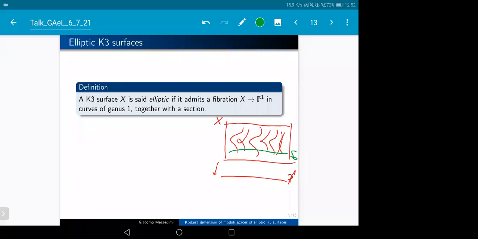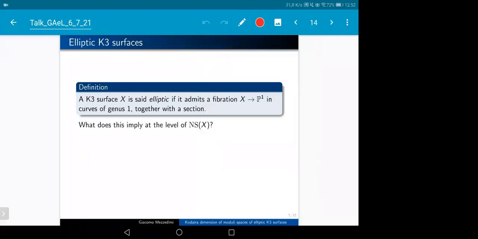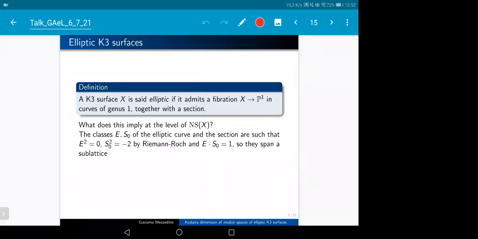What does this imply at the level of the Néron-Severi group? We now have two curve classes, the class of the fiber and the class of the zero section. We can compute their self-intersection by using Riemann-Roch. Any smooth curve of genus 1 has self-intersection 0, and any smooth rational curve has self-intersection -2. Since these two curves meet at one point, the intersection pairing is this 2 by 2 matrix, which we can see in a straightforward way is isomorphic to the hyperbolic plane.